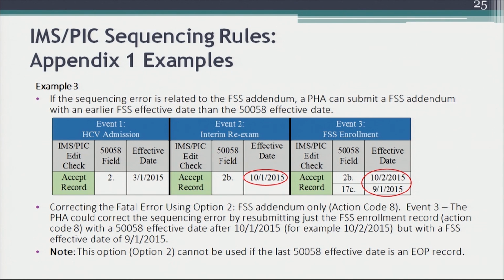So here, by doing this method, the FSS enrollment date is correct, but the 5.8 effective date would not be correct. Again, option 2 can only be used if the last 5.8 effective date is not an EOP record.